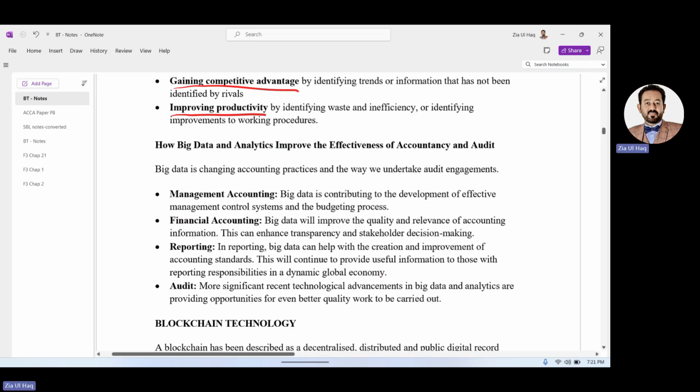Big data is changing accounting practice and the way we undertake audit engagements, and it is used in accounting and audit firms. Through big data, you can prepare management accounts, which are for internal management purposes. You can prepare financial accounts, produce different reports, and even get help in the audit field by using the big data of the organization.